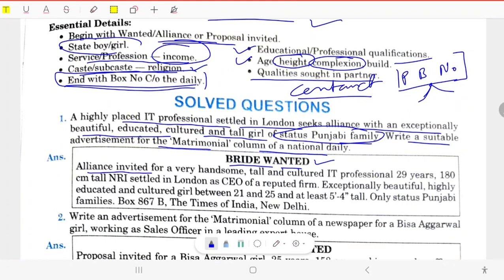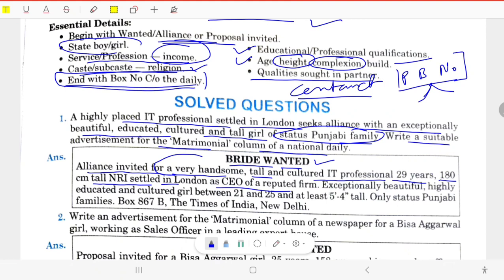So alliance invited. For whom? You need to write first of all about the boy for whom you need. For a very handsome, tall and cultured IT professional. Age is given 29 years. Height is given 180 centimeters tall. NRI and settled in London. As CEO of a reputed company. Means at this place the person worked.